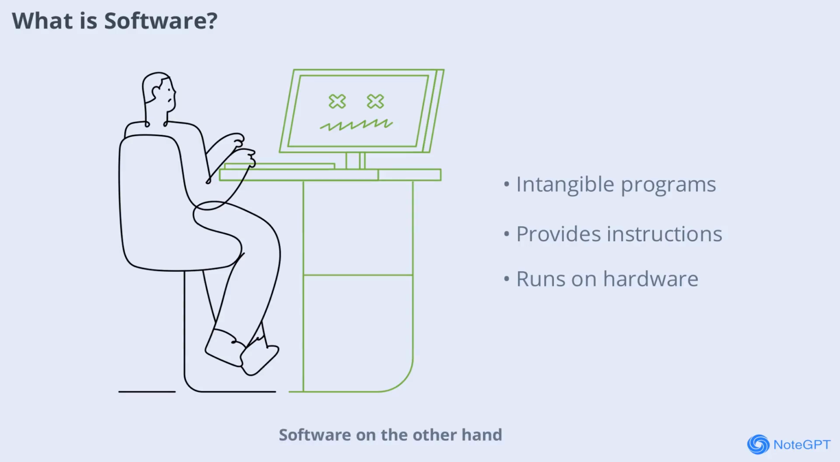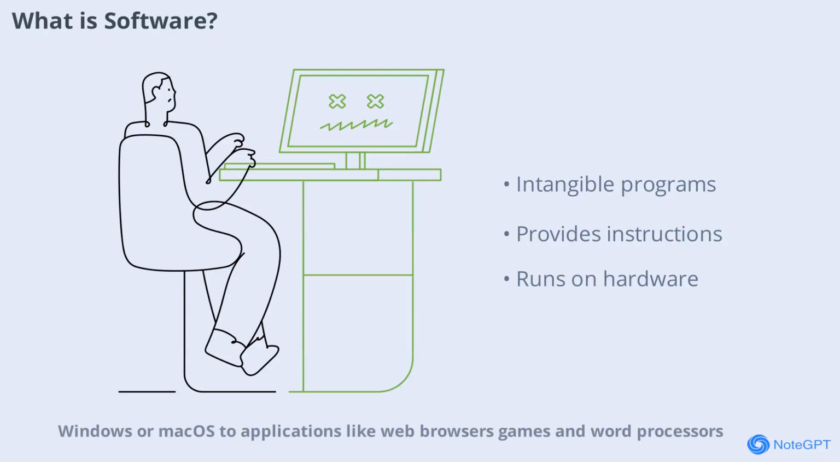Software, on the other hand, is the set of instructions or programs that tell the hardware what to do. Unlike hardware, software is intangible. You can't physically touch it. It exists as code running on the hardware to perform specific tasks. Software includes everything from operating systems like Windows or Mac OS to applications like web browsers, games, and word processors. Without software, hardware would just sit idle, unable to perform any useful function.